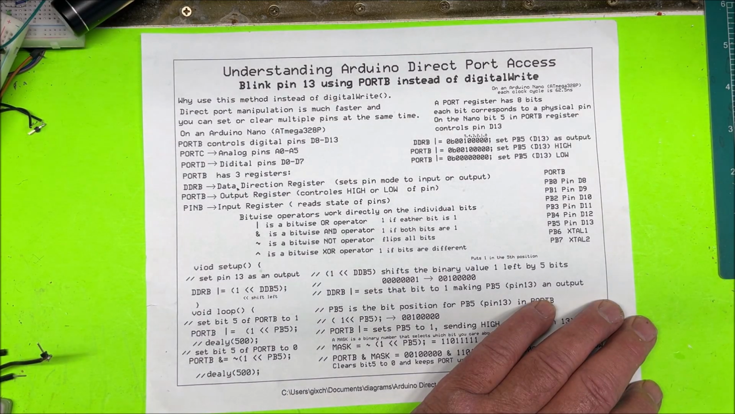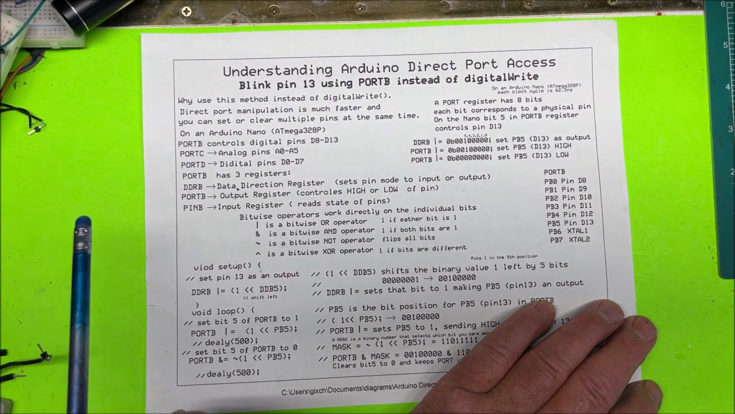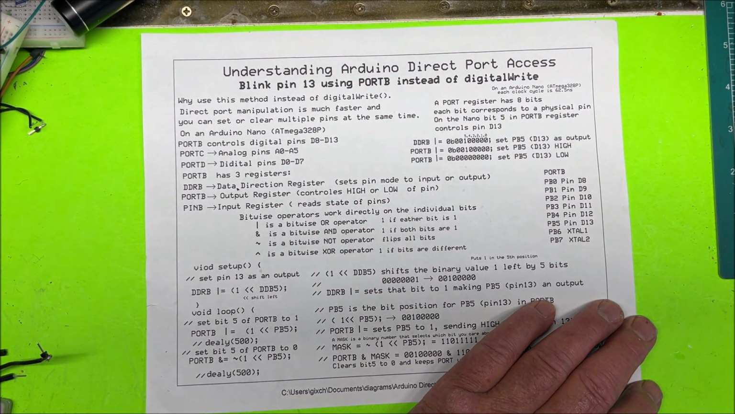Now on Arduino Nano, port B controls digital pins 8 through 13, and port C is for the analog pins, and port D is for the D0 to D7 pins, okay? And each port has 3 registers. We have a DDR register, a data direction register, and that just sets the mode of the pin to being either an input or an output. And then the port output register controls whether it's high or low. And then there's a pin register, and that's the input register, which just reads the state of the pin, okay?